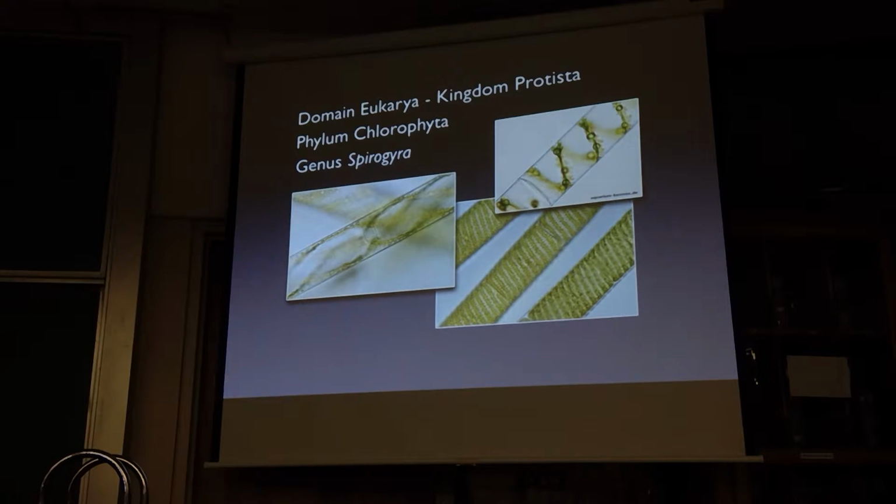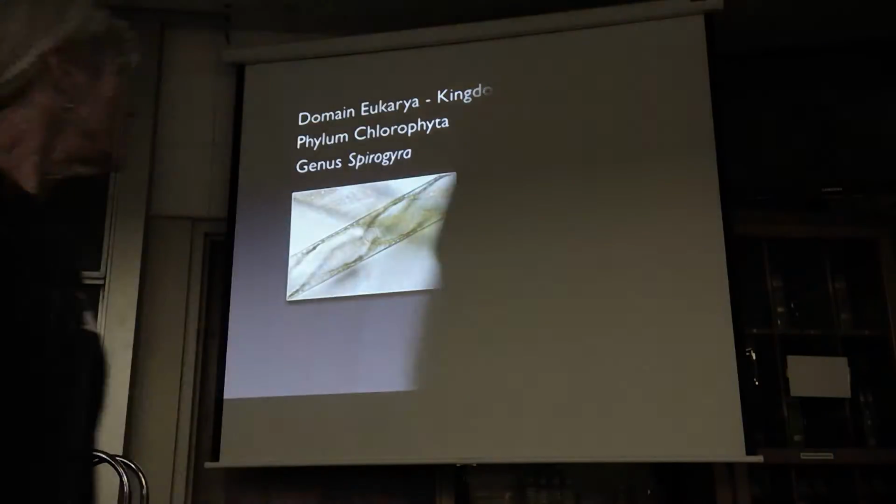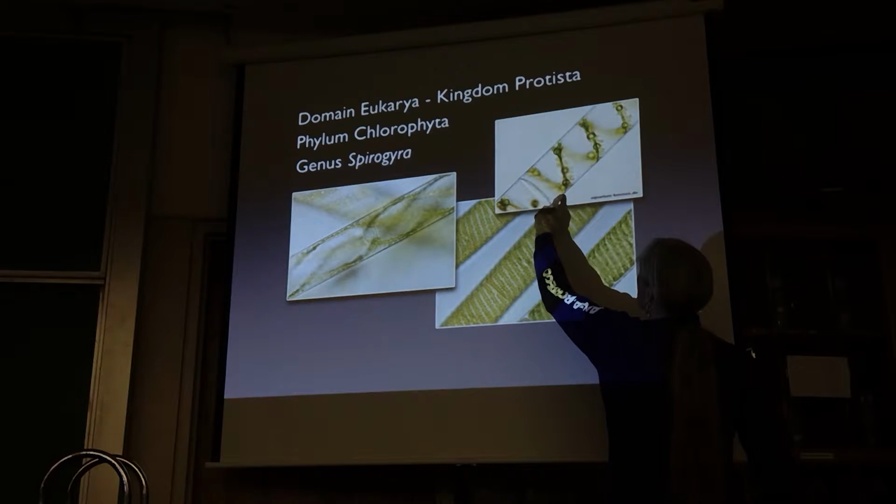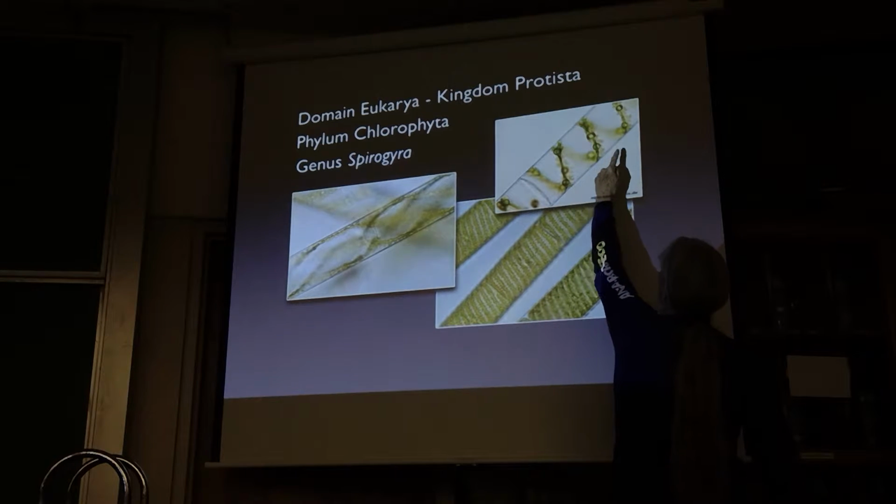The next example, still in the domain Eukarya, kingdom Protista, phylum Chlorophyta. This is the beginning of a group of organisms that are filaments, and this is called Spirogyra. How many people are familiar with the term Spirogyra? It's the name of a jazz band, I think. But it was the name of algae first. Anyway, they get their name for their spiral chloroplast. So here you can see the chloroplast spiraling on the inside of the cell.